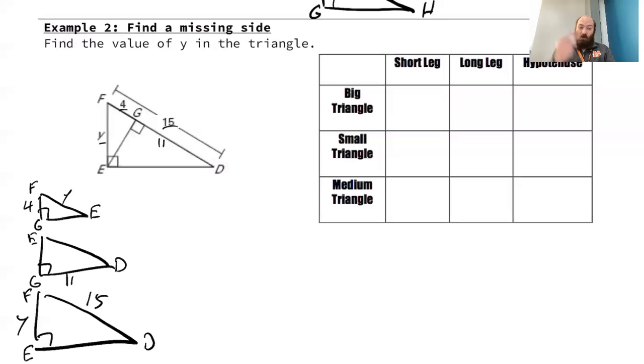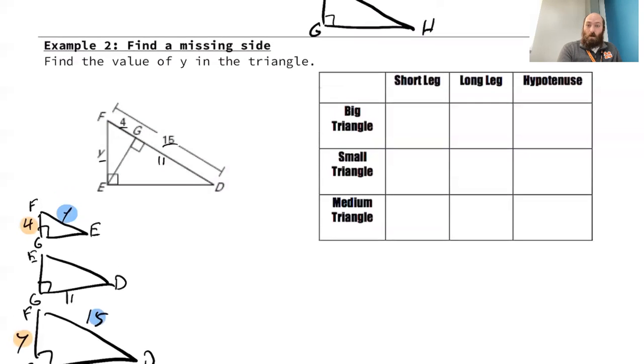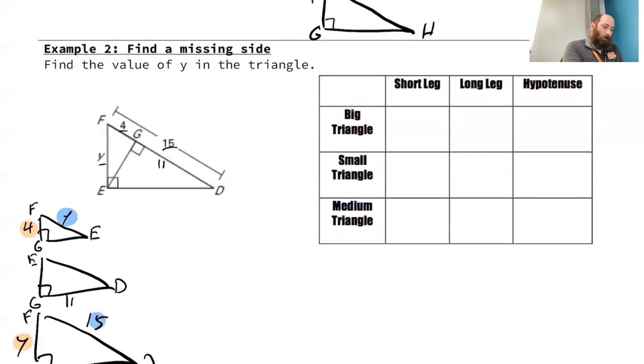Once you have the triangle set up like this, we're looking for similarities. For example, 4 and Y are both the short legs of those 2 triangles. Y and 15 are the hypotenuses for those 2 triangles. That's what I'm going to use in the chart. So from here, I can set it up as my proportion: 4 over Y equals Y over 15.